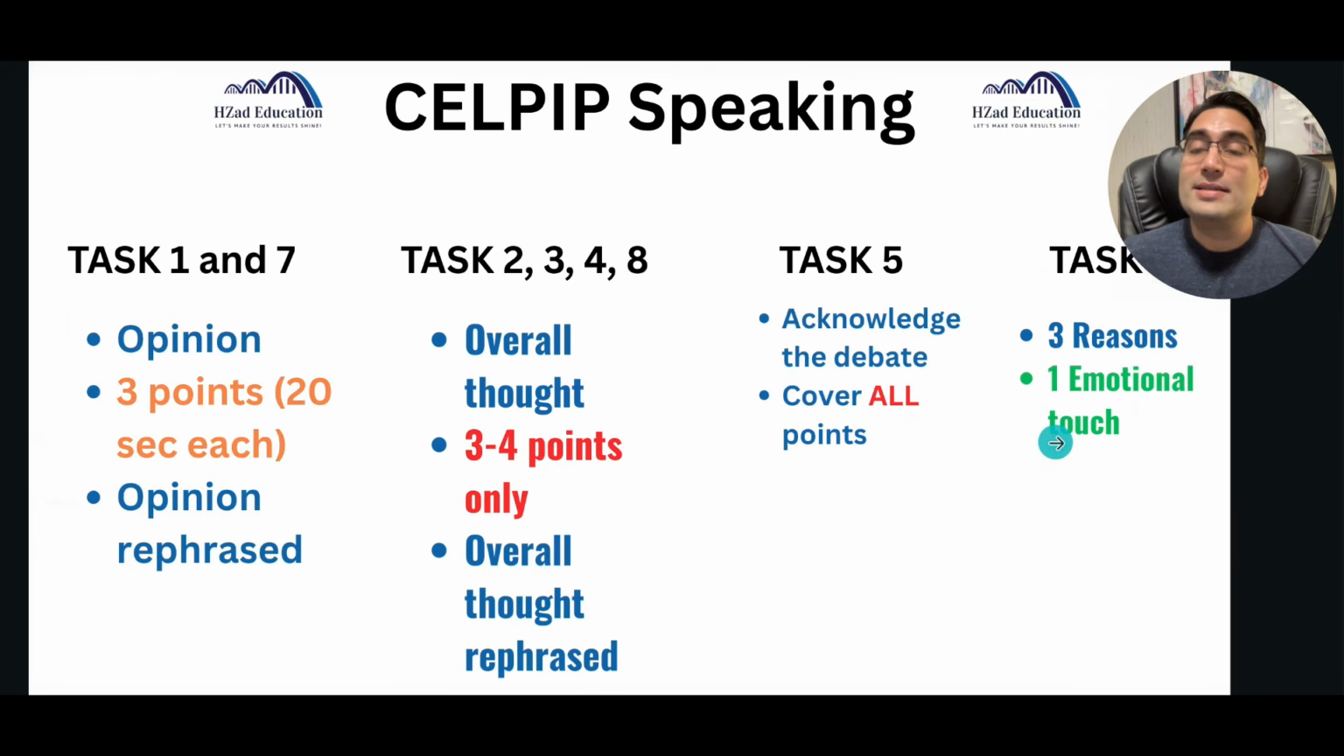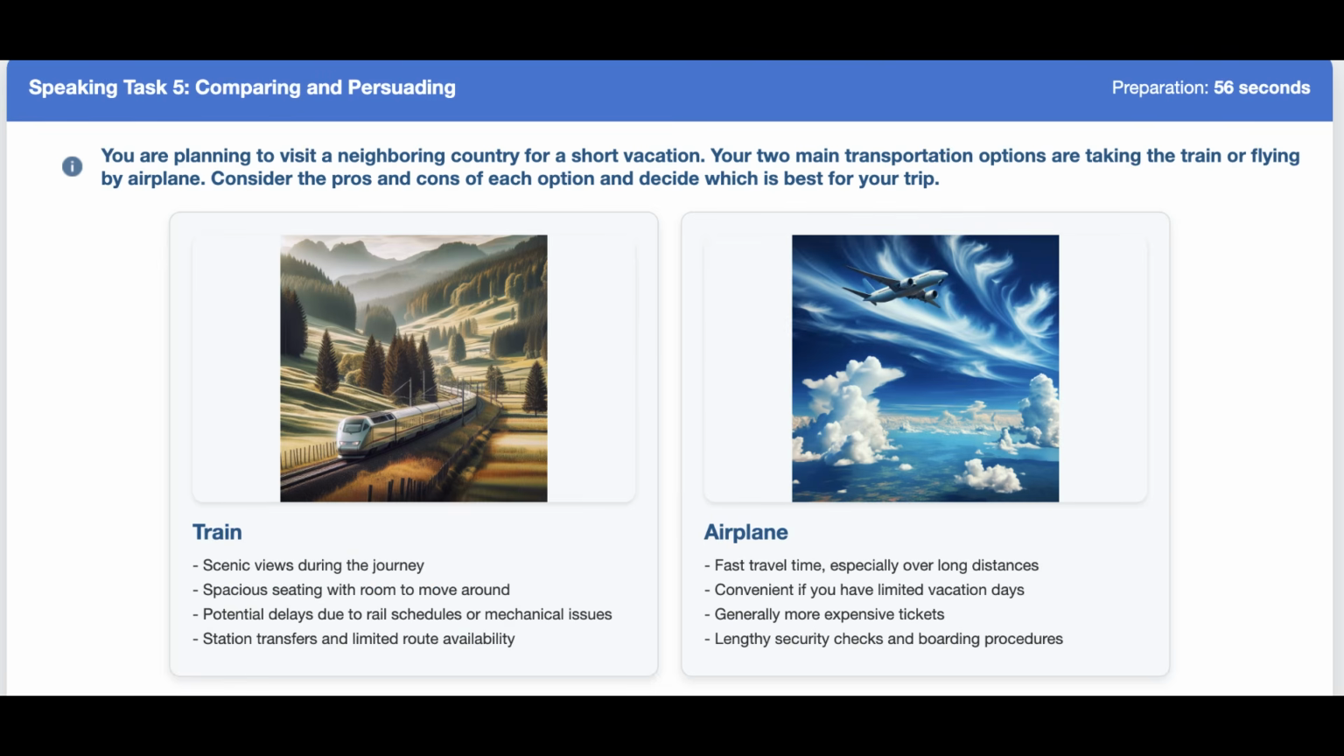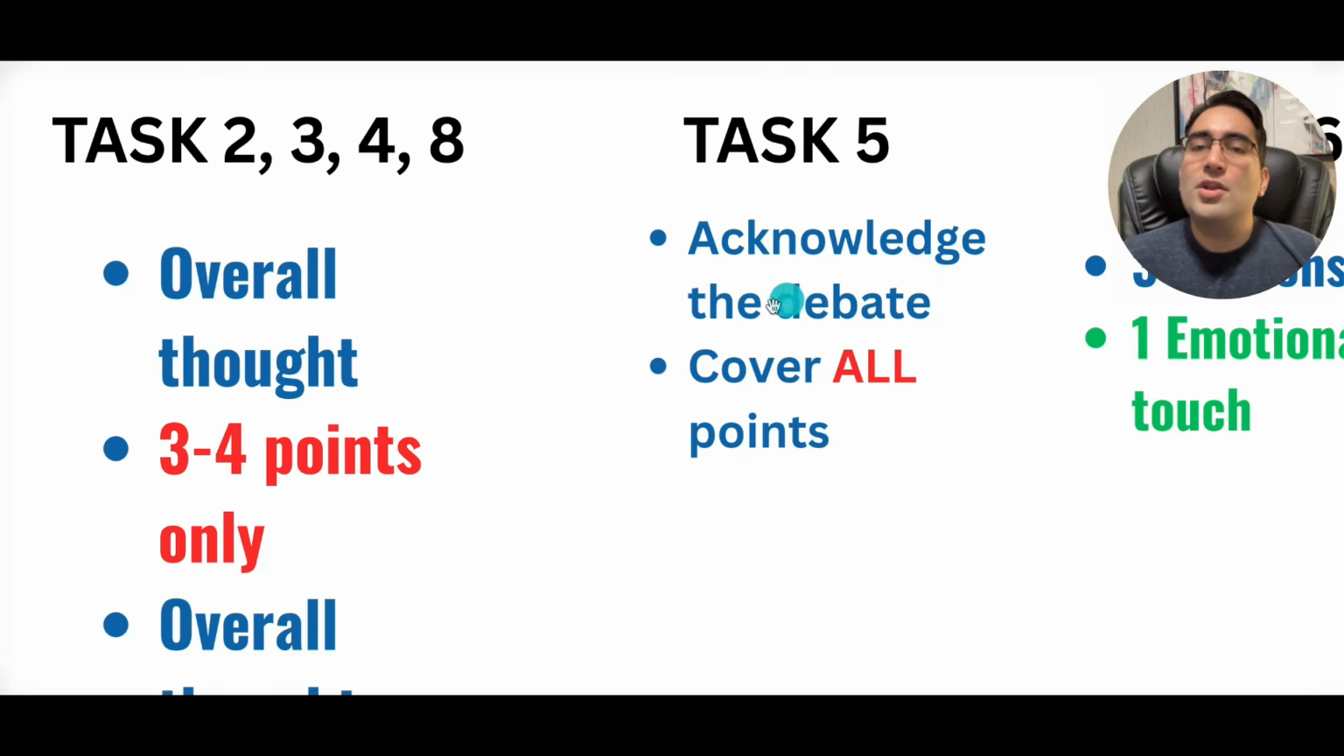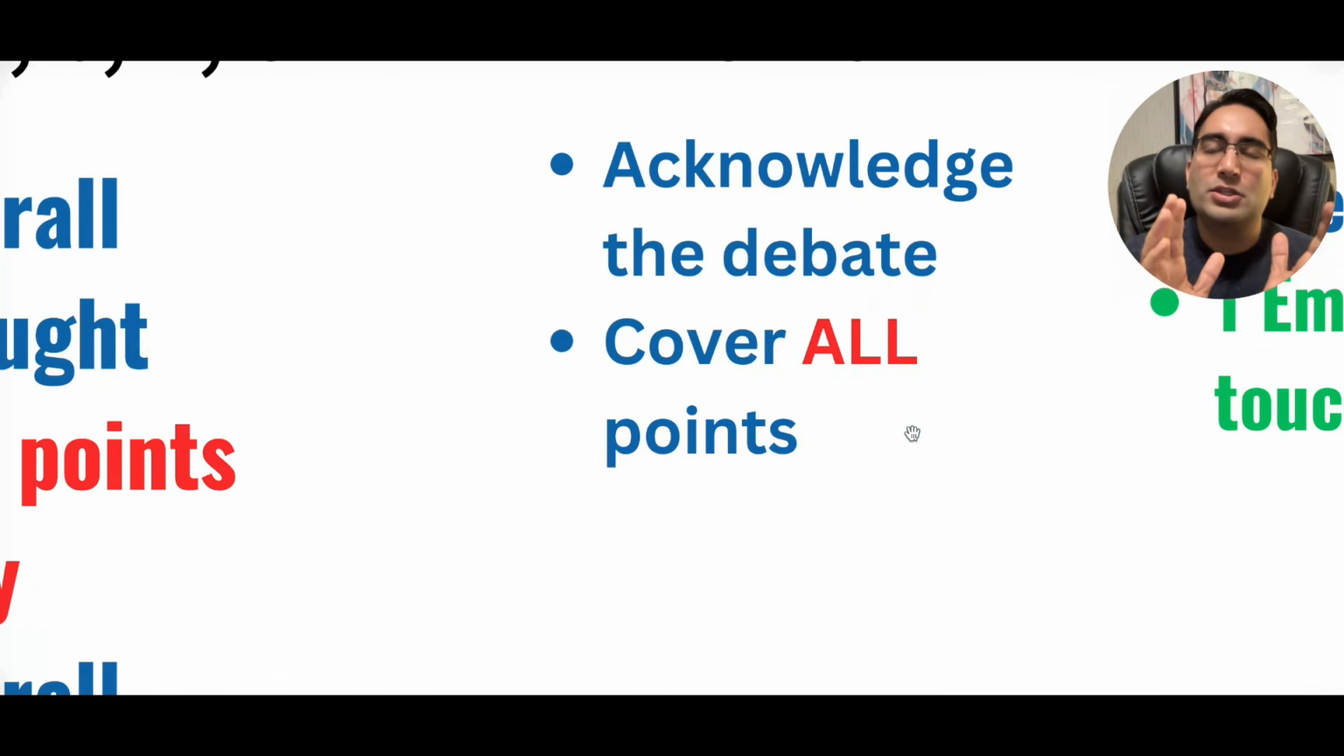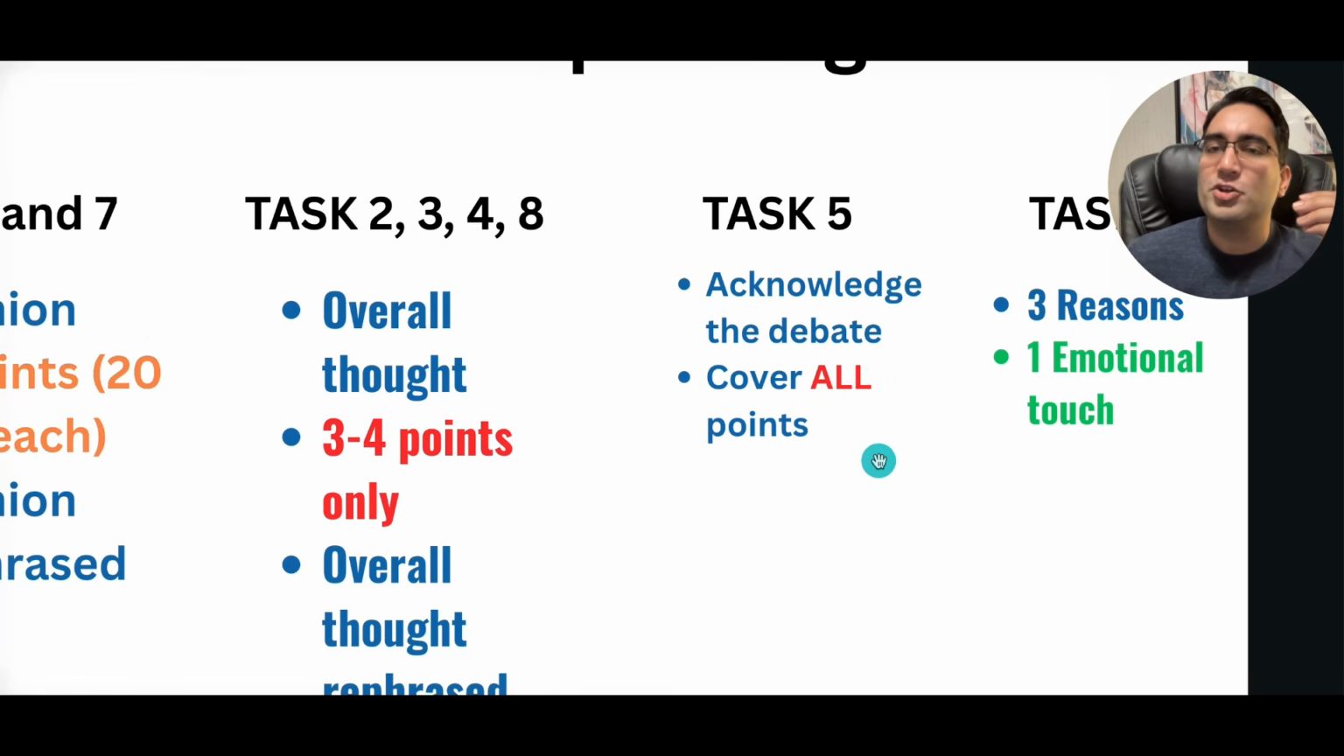Now, in task 5, you have the comparison question. You want to start with acknowledging the debate. I understand Bob or Sarah, whoever you're talking to, you prefer this option. However, I would much rather go with this option. And now you start explaining the features that you see on the screen with the picture. Explain all the points, not only yours, but also the opposing side, and compare, because this is comparison and persuasion.